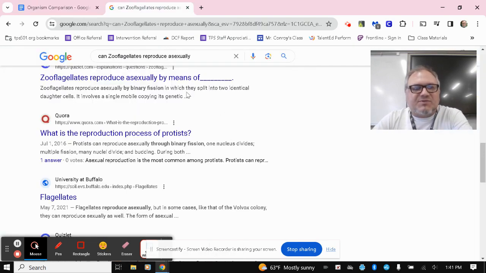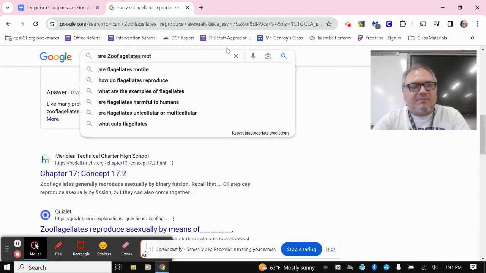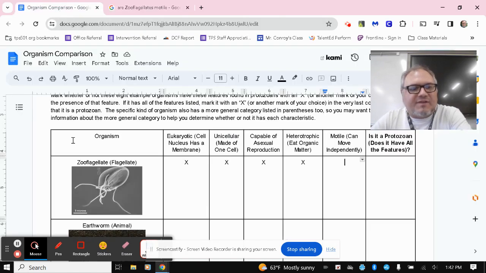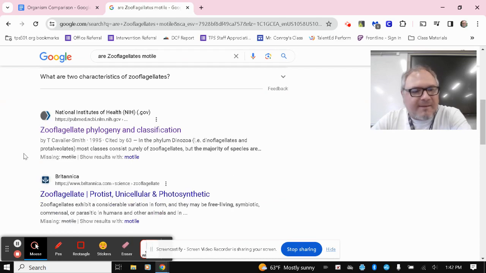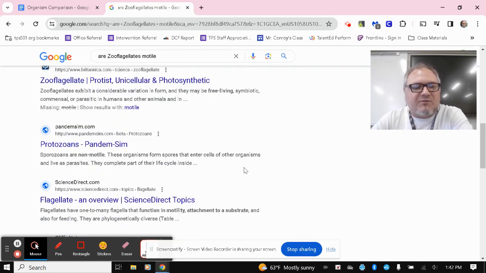We can do just a simple search. So we can say, are zooflagellates motile? So it mentions here, zooflagellates are a type of protozoan that possess one or more flagella for motility. The flagella are these whip-like structures that are coming off the back. This is Giardia specifically. That's the type of zooflagellate this one is. So it is motile. We are getting confirmation of that. Again, if we scroll down to other areas here, this one mentions free living as kind of a synonym for motile, basically that it's not stuck in one place.